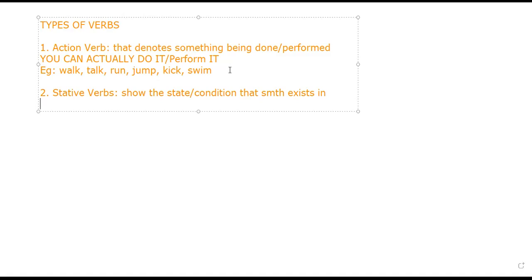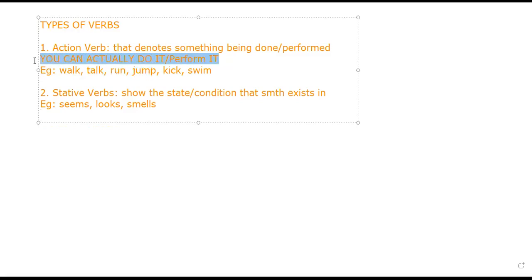Now I will explain why I wrote 'you can actually do it or perform it' with action verbs. Stative verbs are verbs that just show that something is or something exists in that form. Examples are seems, looks, smells, and so on and so forth. Verbs like these. Now the difference, let me explain this phrase to you now, why I wrote this phrase. I'm just going to highlight it.